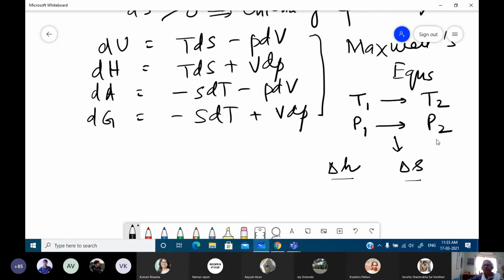The most easily measured properties are temperature and pressure. Volume can also be measured, but it is not so very accurate. Therefore, we measure temperature and pressure. We find out the changes. Based on that, we can find out changes in all other properties. The changes in delta H, delta S was discussed. Based on this, we can find out the changes in delta U, delta A, delta G, and all other properties, right?